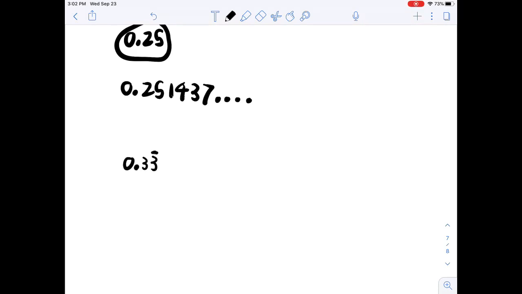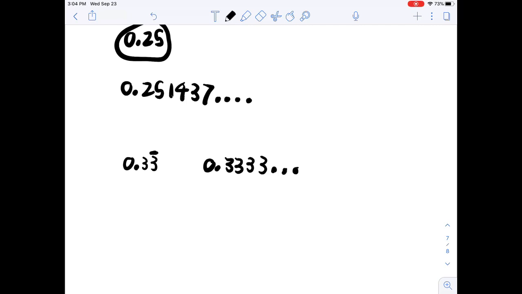0.33 repeated. The line on top of the 3 shows that that number is repeated forever. So this really is 0.3333 forever. This is a rational number because there's a number that repeats.